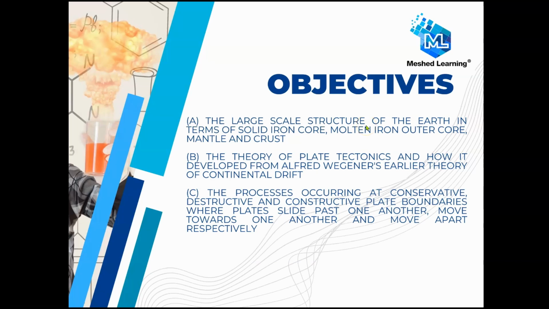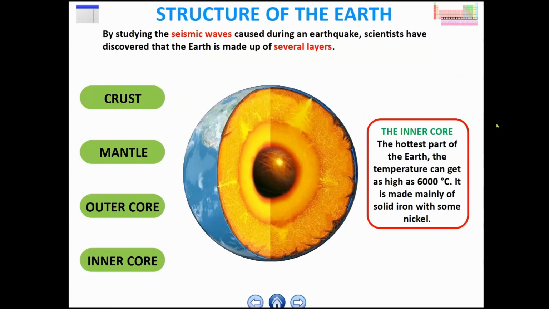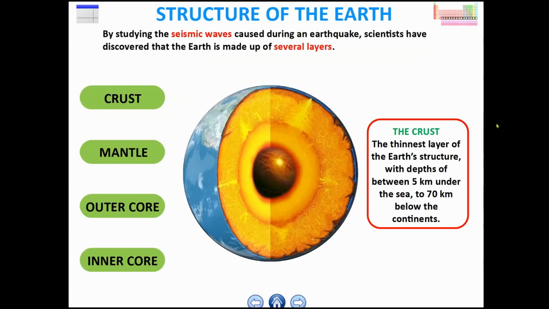So we've got three objectives, and we're actually going to tackle them A, C, B, but these are from the specification. It's useful to know what you're supposed to be learning. It's the large-scale structure of the Earth in terms of solid iron inner core, molten iron outer core, mantle, and crust. You need to be able to label this up.